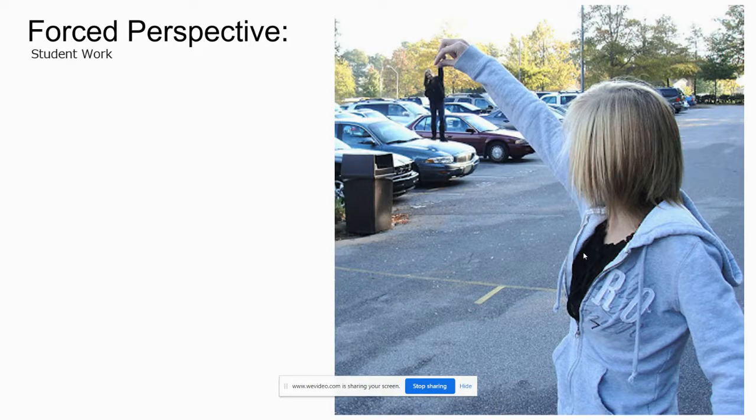Here's another one right here. How is this girl in the front picking up this little girl? She must only be like 5 inches tall. She's so small. No, actually, she's standing on a car. Shh, again, it's our secret.